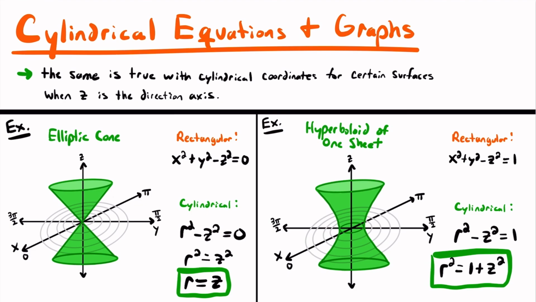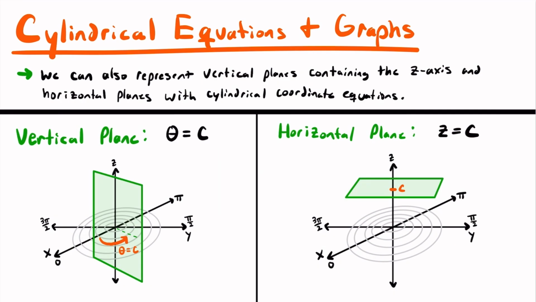Okay, one more thing I want to mention here is that we can also represent vertical planes that contain the z-axis and horizontal planes in the 3-dimensional coordinate system with cylindrical coordinate equations. Okay, so what I'm talking about with these vertical planes is any plane that cuts through the z-axis, right? The z-axis is within that plane. We could represent that plane with just theta equals c, where c is the angle that that plane is directed in. Okay, so whatever angle from the positive x-axis that is right there, that angle c, you would just write theta equals c, and that would represent a vertical plane in the cylindrical coordinate system.